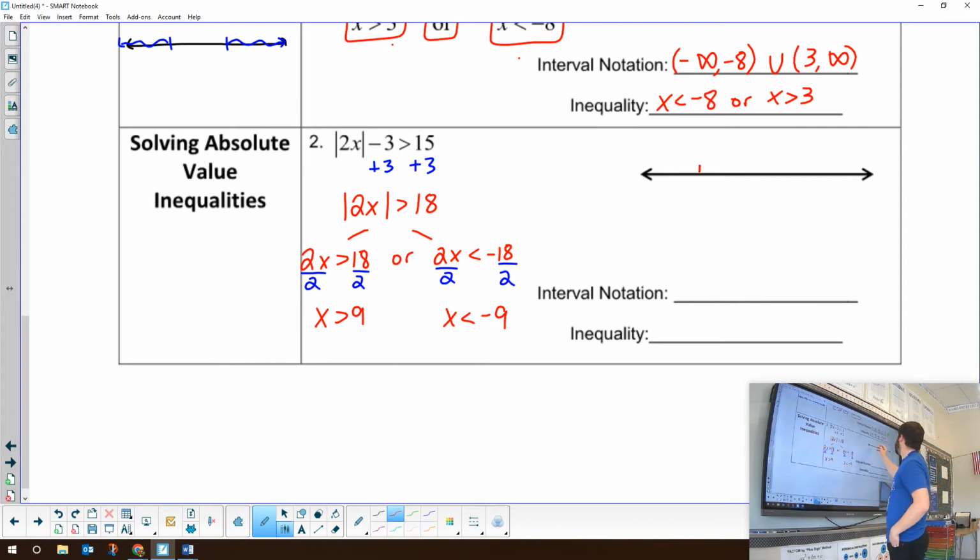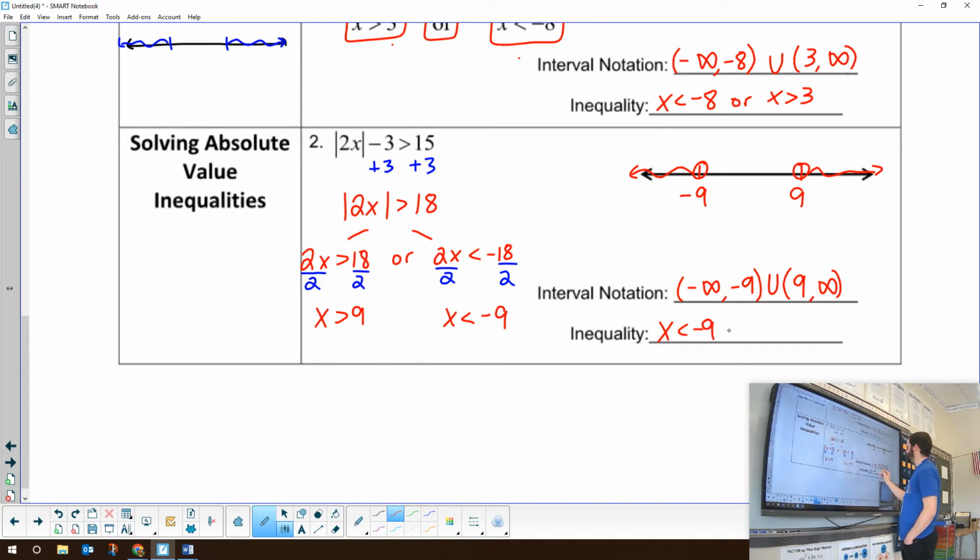So now I'm going to put a point at negative 9. I'm going to put a point at positive 9. So make sure your smaller one is over here. I'm going to circle both of these points, and we're going to go out to the left here, out to the right here. My interval notation, we're going to go parentheses, negative infinity to negative 9, union 9 to positive infinity. And my inequality is going to be x is less than negative 9 or x is greater than positive 9. So hopefully this is making sense.